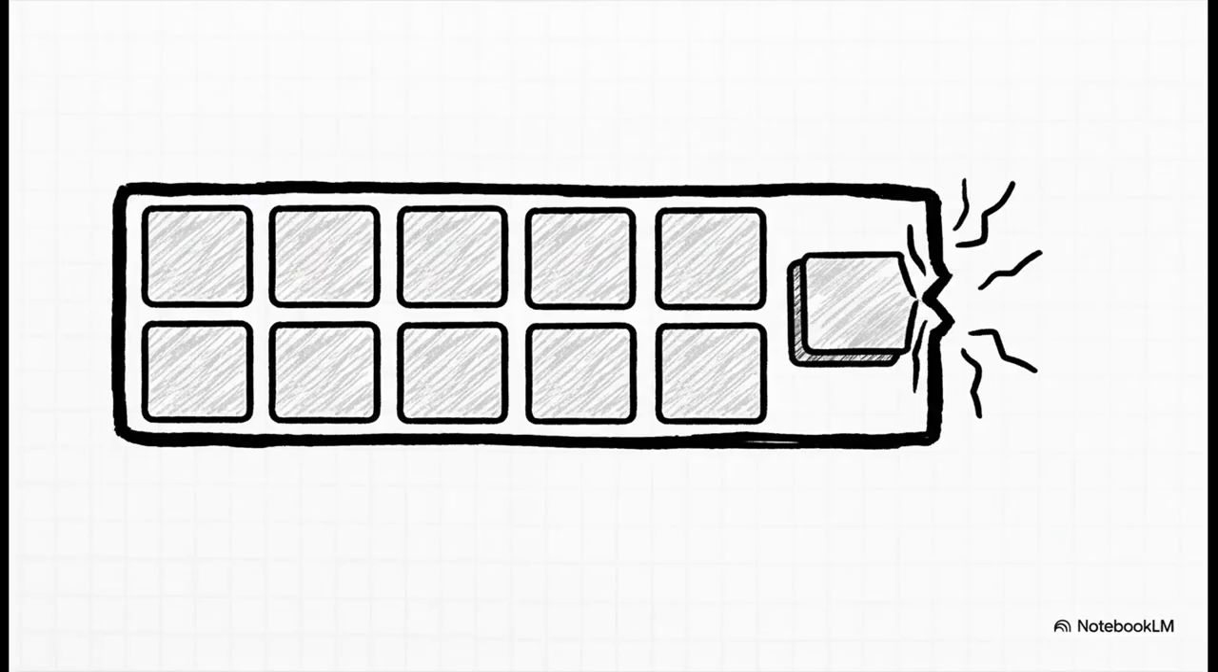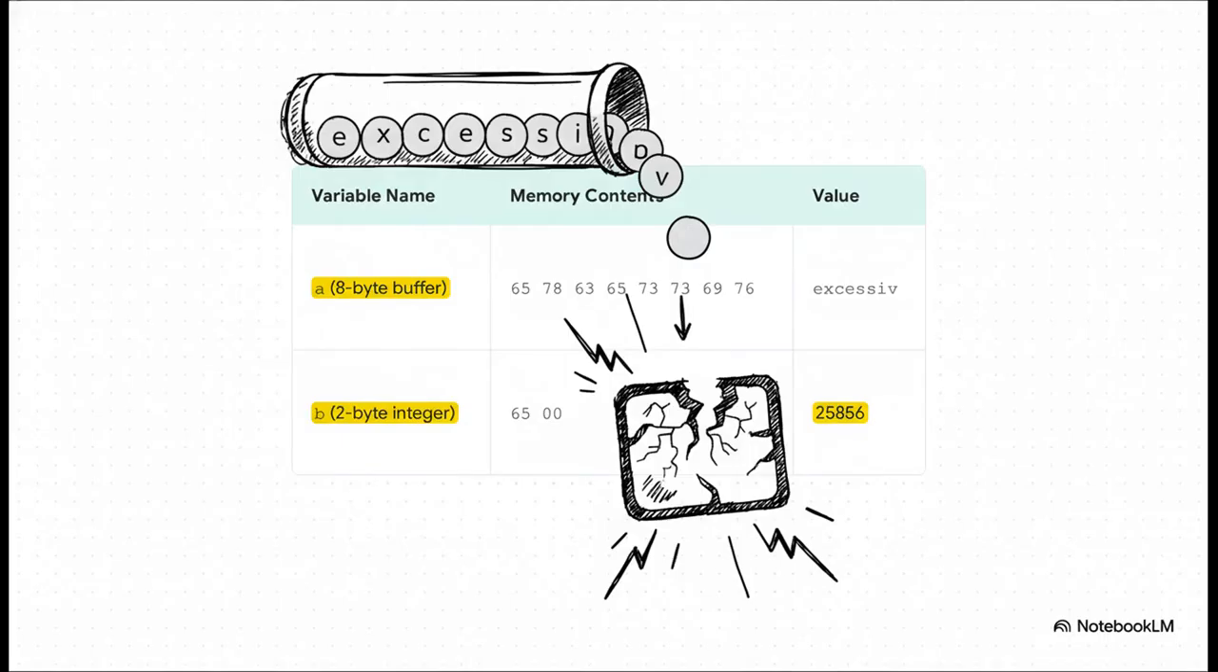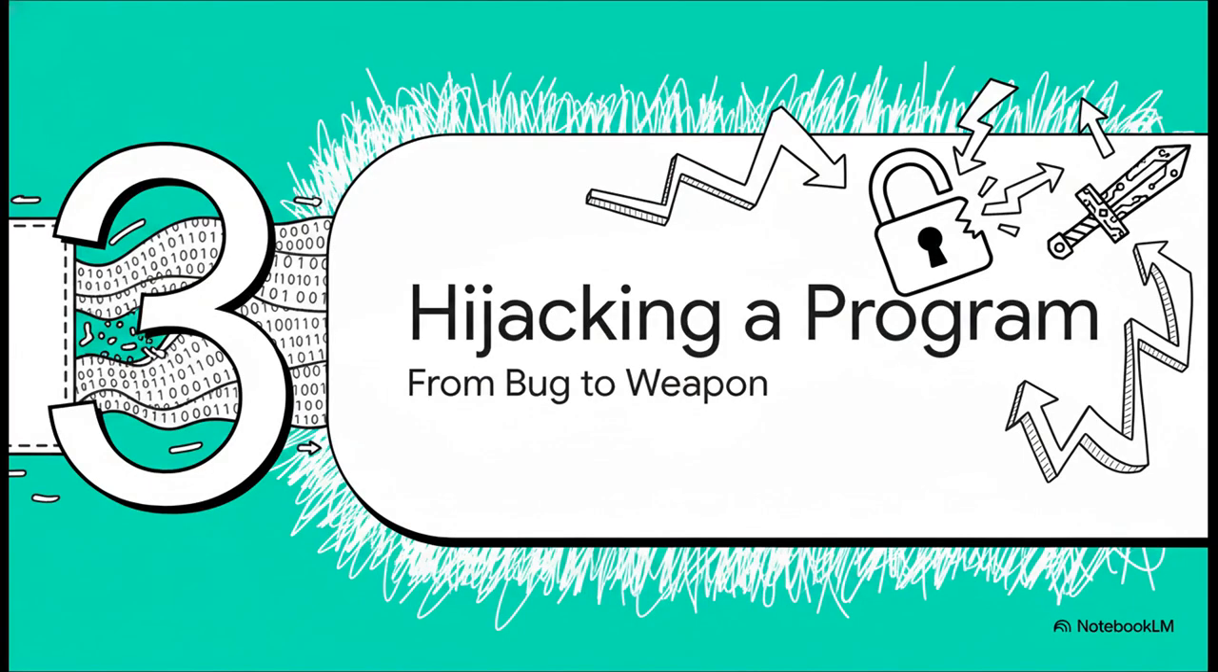Okay, but here's where the problem kicks in. The program tries to copy the word excessive into that first box, A. Now, you might already see the issue. The box can only hold 8 characters, but excessive has 9. It's just one tiny byte too big. And boom, here's what happens. The first 8 letters fit perfectly into box A. But that last letter, that final E, it has nowhere to go. So it just spills over and overwrites the space that belonged to box B. And just like that, B is no longer 1979. It's been completely scrambled into this totally random number, 25,856.